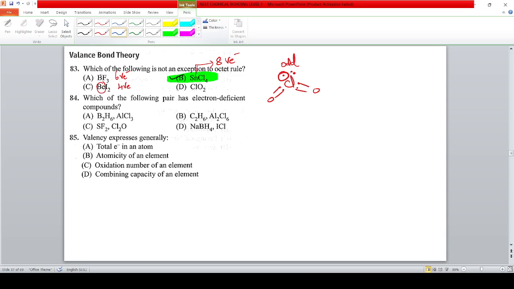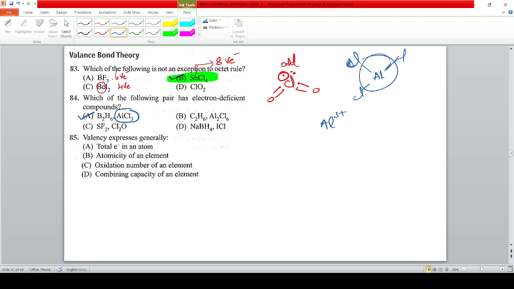Question number 84. Which of the following pairs are electron deficient? Sir, option A. Why? Because option A has B2H6, which is called diborane, and aluminium chloride. Aluminium has 3 valence electrons. If you consider it as a covalent molecule, because of Fajan's rule, more polarization, more covalent character, there are 6 electrons around aluminium. So it is also not an octet.